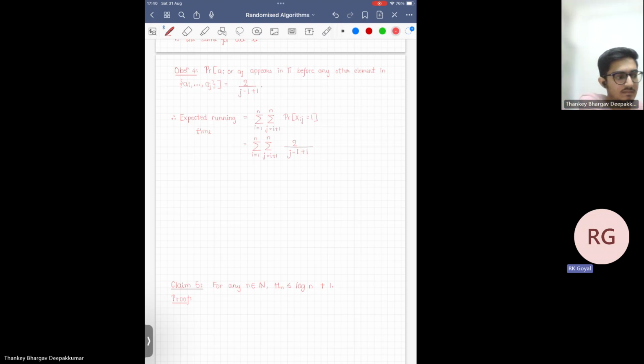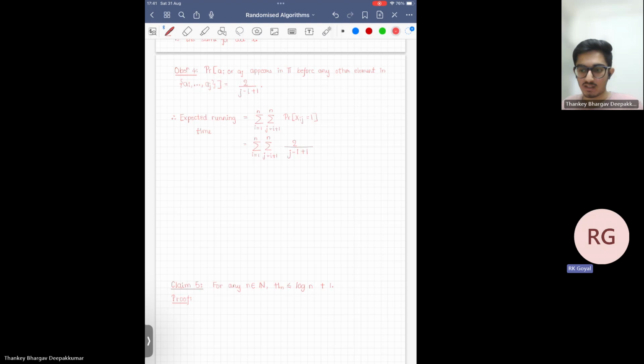So how can this value be 2 divided by j minus i plus 1, where j minus i plus 1 is a complete interval wherein I am picking any one value at random within this interval? Okay. First of all, when I say that AI or AJ appears before any other element in this set, what are the events I'm looking at? I have taken some pivot from this set. What's the probability that it's AI or AJ, right?